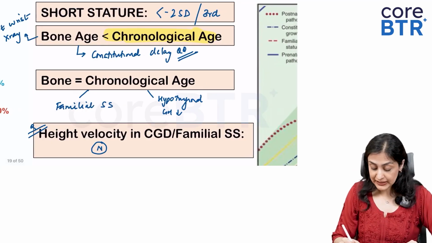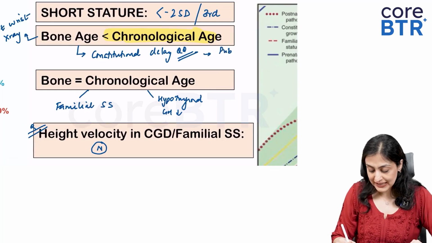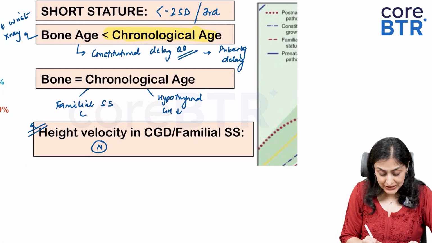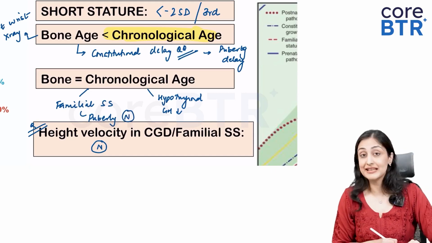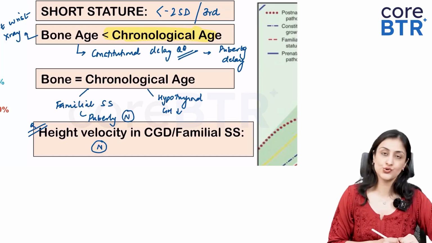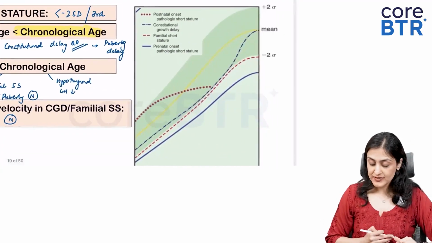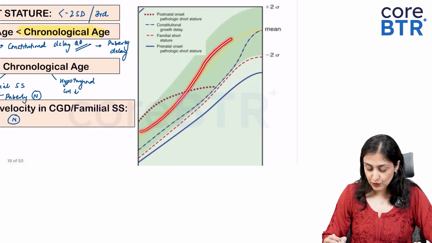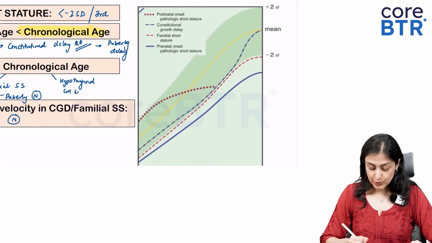What about puberty? Can I say in constitutional delay, even puberty may have constitutional delay, but in familial short stature, puberty is hit at a normal age. There is no delay there. Okay, so that's something which is also important. So now look at this graph. If yellow was normal, what is blue? So blue is this person.